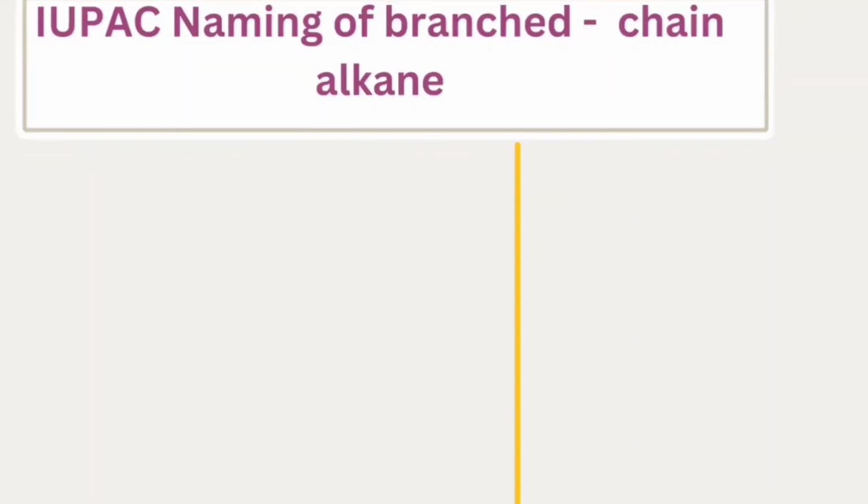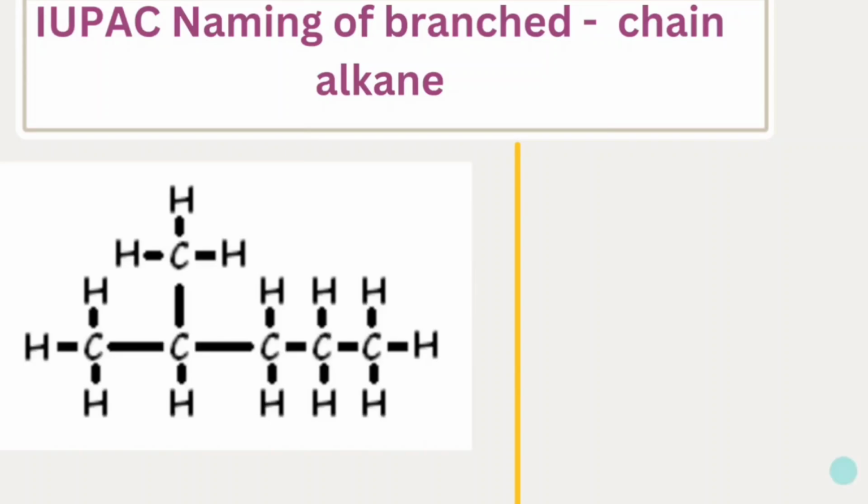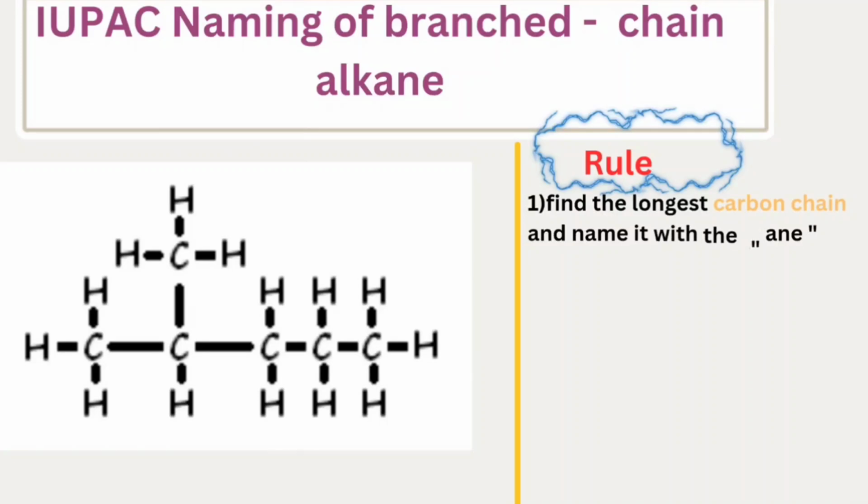Let's start our naming of branched chain alkanes. Here is an example. According to our rule, first of all you have to find out the longest chain and name it with ane. So this one is our longest carbon chain. Count the number of carbon atoms: 1, 2, 3, 4, 5. Total 5 carbon atoms are there. So the parent chain name is pentane.